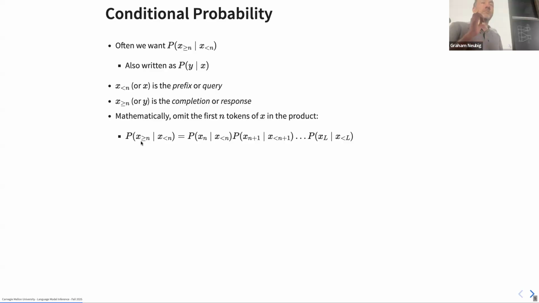The one exception to this that we're going to talk about is diffusion models. In diffusion models, you actually do not generate entirely left to right. You generate the whole thing at the same time.